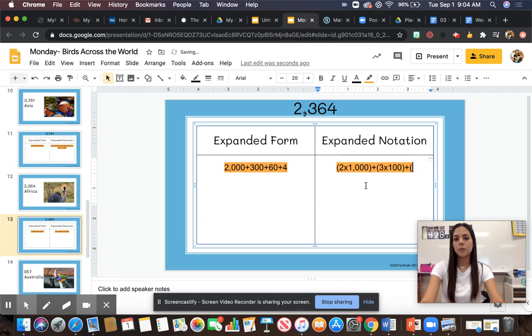Okay, going to keep going. I have a 6 in my tens place. So 6 goes first, 6 groups of 10. And then my last number is a 4, so I'm going to bring that 4 down, 4 groups of, and it's in the ones place, and then I'm going to close it off.